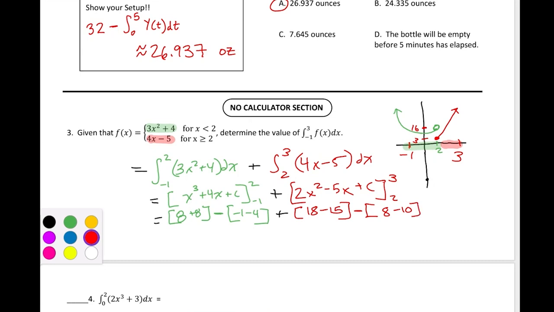Okay, so now we're just going to clean this up and get our final answer here. So we have 16, negative 5, plus 5, plus 3, and then we have 8 minus 10 is negative 2, so plus 2. So we've got 16 plus 5, let's see, 5 and 3 make 8, 8 and 2 is 10, plus 16 gives me 26.